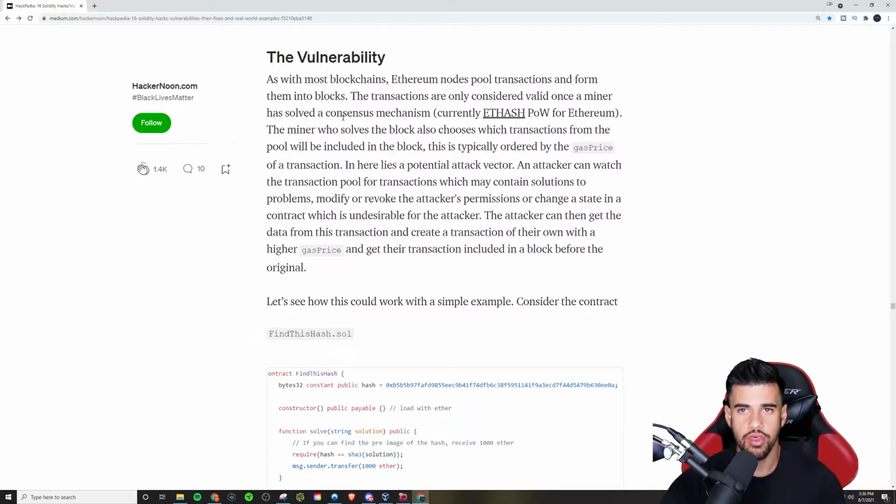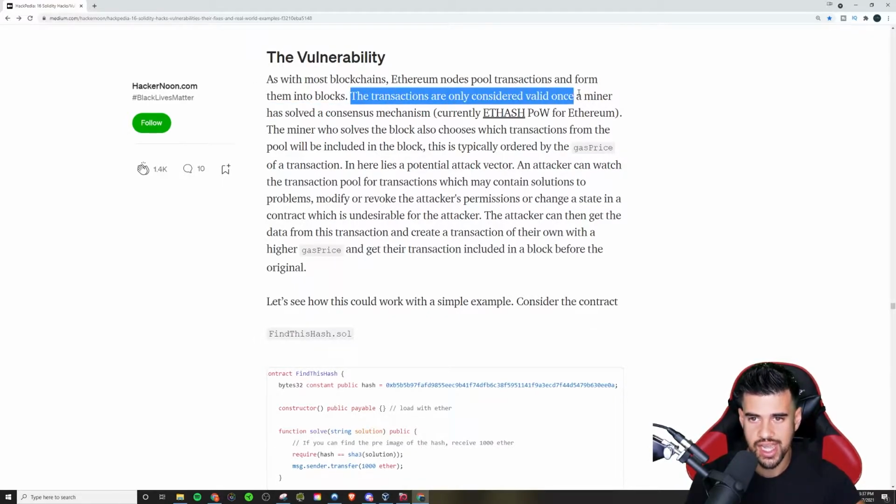With the current proof of work, it does take quite a bit of time for a miner to process the transaction. And it is possible to front run in many cases, if a lot of these contracts were not coded in a way that would prevent this. We'll go into that, of course. The race condition can be performed by another user if the contract is vulnerable, or by a miner as well. The transaction is only considered valid once a miner has solved the consensus mechanism.